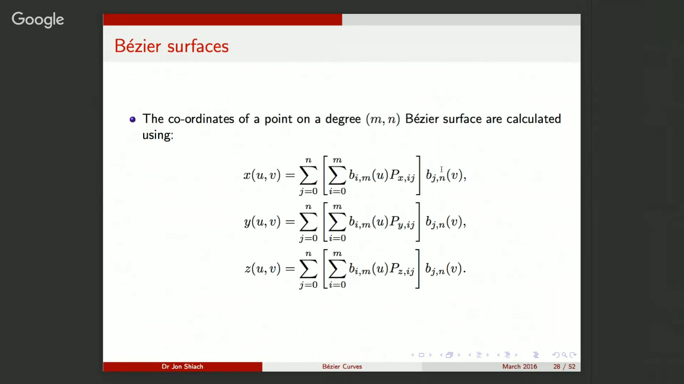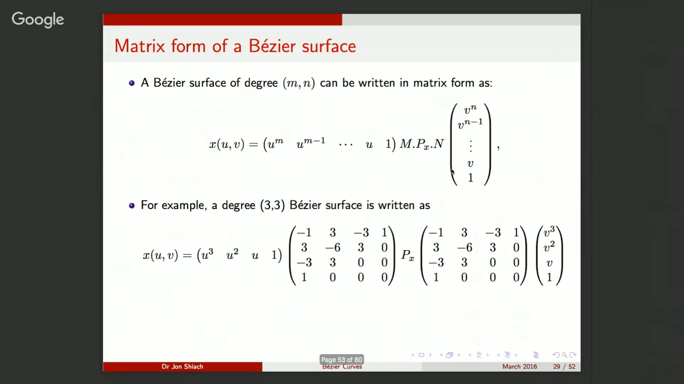And again, we use the same Bernstein polynomial. So here we've got a Bernstein polynomial in terms of u. Here we've got a Bernstein polynomial in terms of v. It's a lot easier than it sounds in practice.